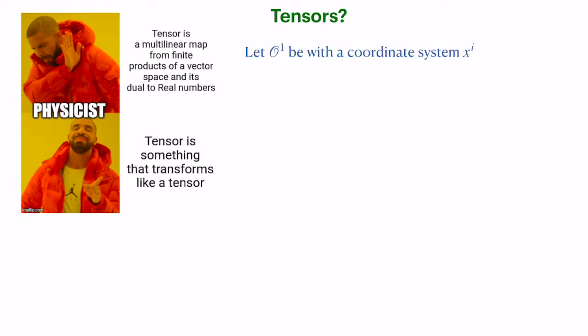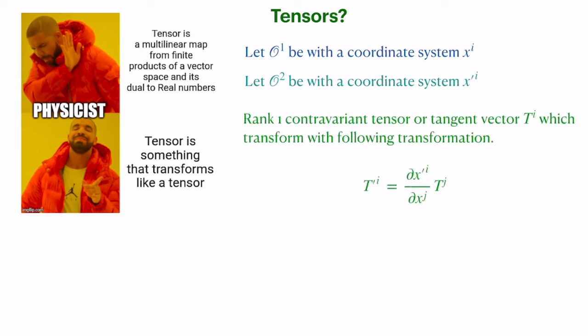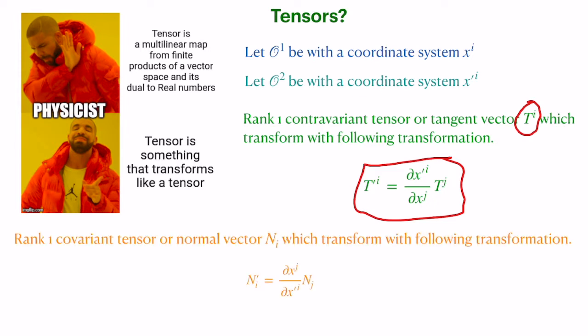Here we generally have two coordinate systems, which we call O1 with the coordinate system x, and O2 with the coordinate system x prime, and then we look at various transformations. We have already seen that for a rank 1 contravariant tensor or tangent vector, the components t^i transform with the following rule. The component t'^i in the x prime coordinate system is given by ∂x'^i/∂x^j times t^j. Here summation is done over j, which is repeated over the contravariant and covariant, and then we get the component in t prime. So this is the relation between the components.